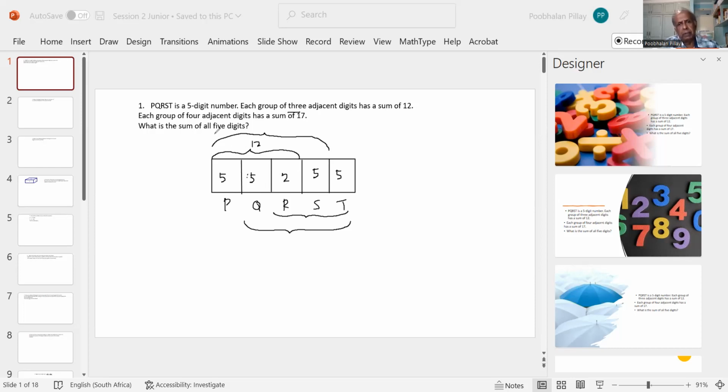So we have all the 5 digits, and we can see the sum of all the 5 digits. That's the question that is asked. What is the sum of all the 5 digits? The answer is 22.